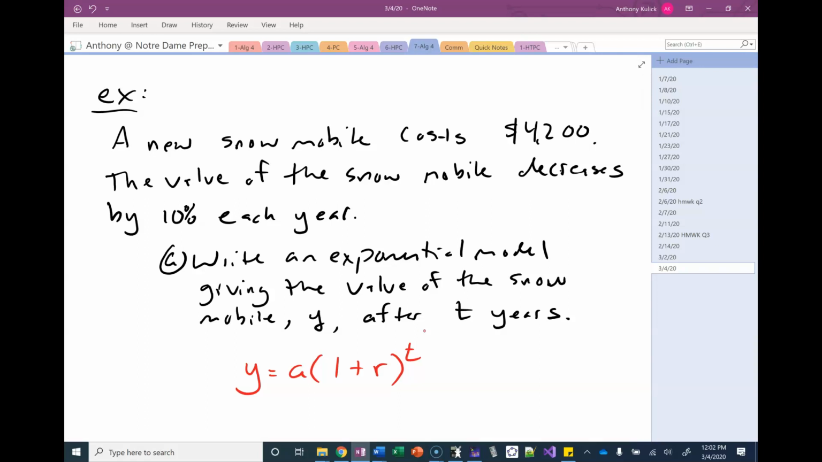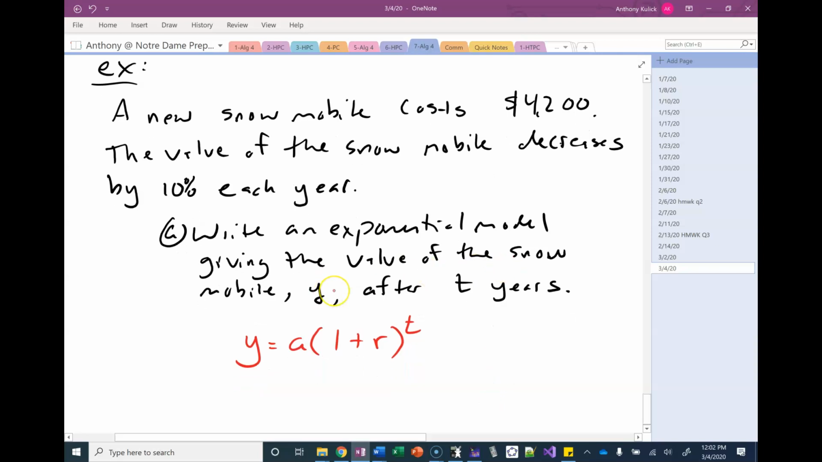And remind me again what y represents. That final or future amount, right? So the value of the snowmobile in the future would be that future amount. So it says to use y, so I don't have to change anything there. What does a represent? The beginning amount or current amount, right? So what is the current value of the snowmobile? Yeah, 4,200.